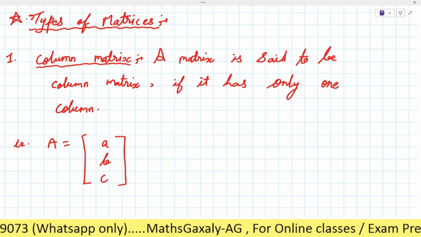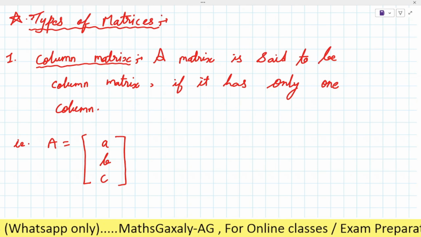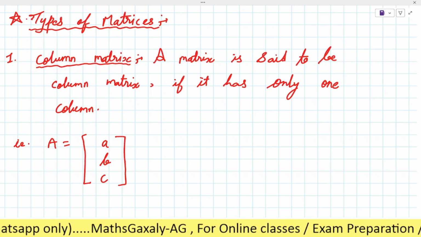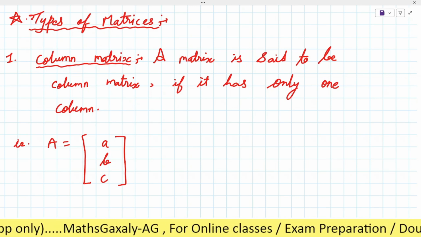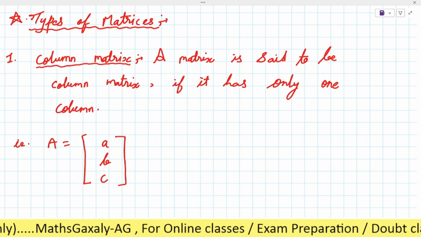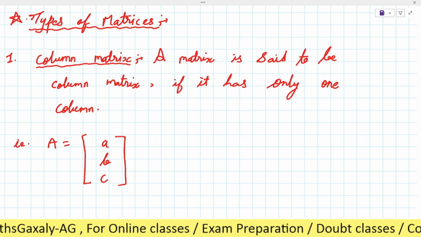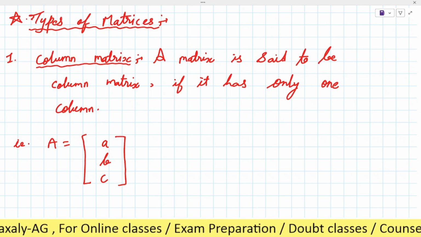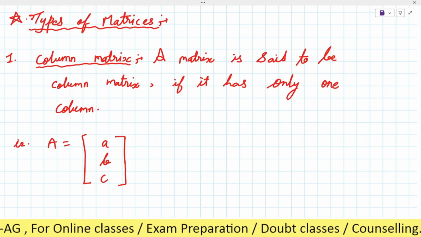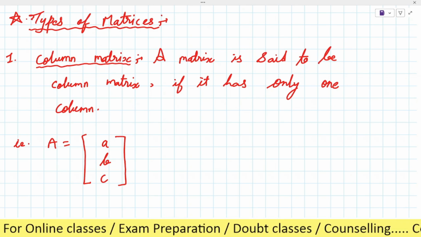Column means vertical, you have to check it vertically. Row means horizontal. So when you see it horizontally, it has a total of three rows. But column-wise, it has only one column. So that's why it is a column matrix.